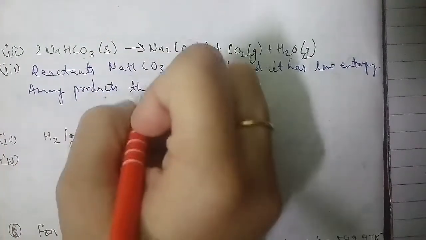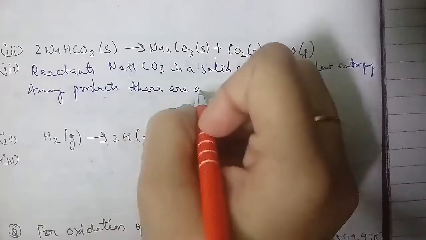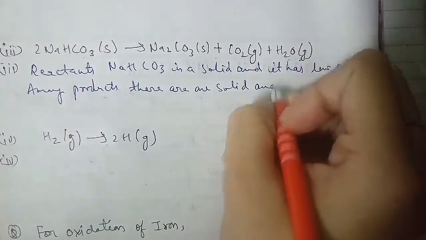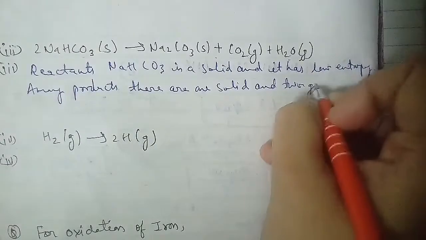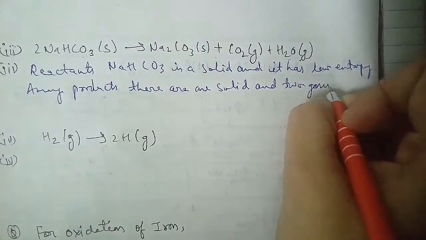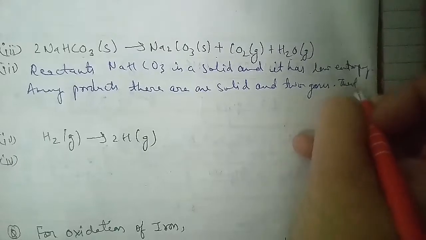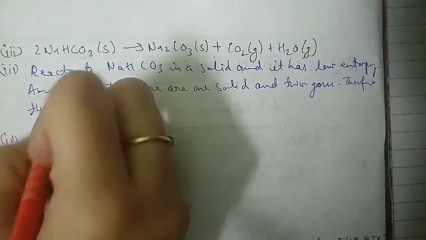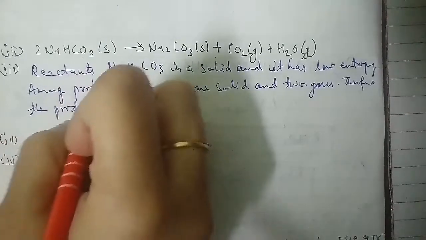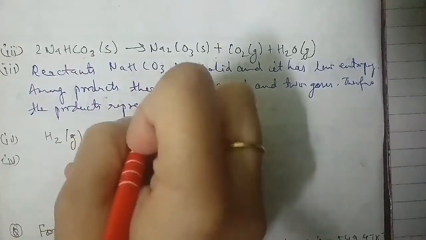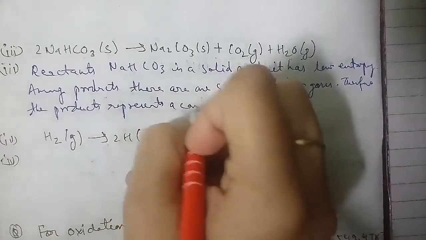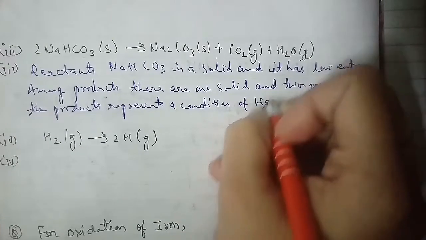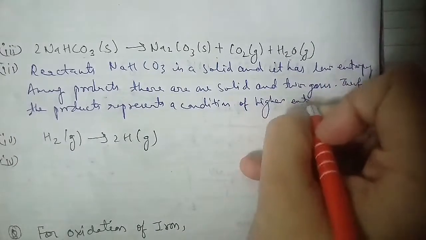Okay, so we'll go ahead with another question, and that is also an important question here. For the oxidation of iron, we have 4Fe in solid form, plus 3O2 in gaseous state, which gives 2Fe2O3 in solid form. The entropy change will be minus 549.4 joule per Kelvin per mole at 298 Kelvin.